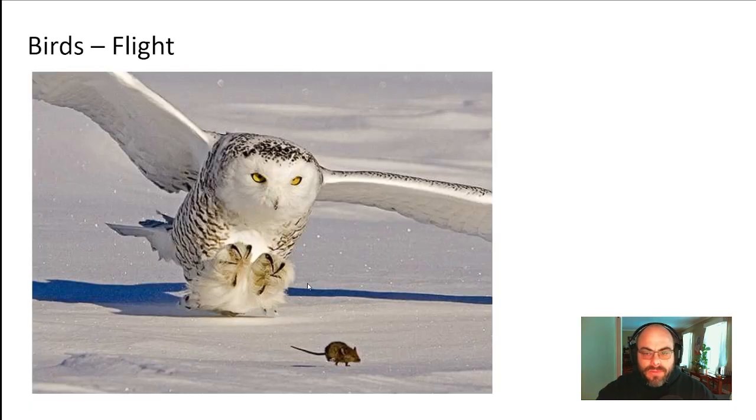Moving on. Flight. Birds fly. Some do really well, like this owl. It flies silently. That little mouse doesn't even know it's about to hit it. And so their whole body is designed for flight. What does that mean? So obviously we talked about feathers, but all of their internal systems are very efficient. We'll look at some of that.